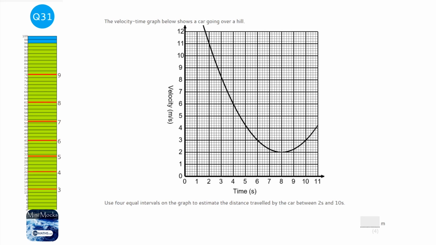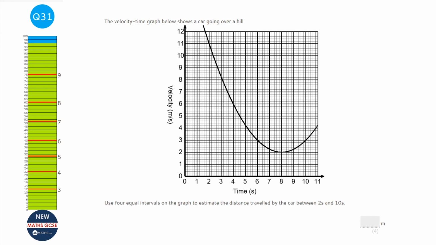The first thing to notice with this question is that to find a distance from a velocity-time graph, you've got to work out the area underneath the curve. Now, at A level, there are much easier ways of doing this, but at GCSE we have to do this using the trapezium rule.